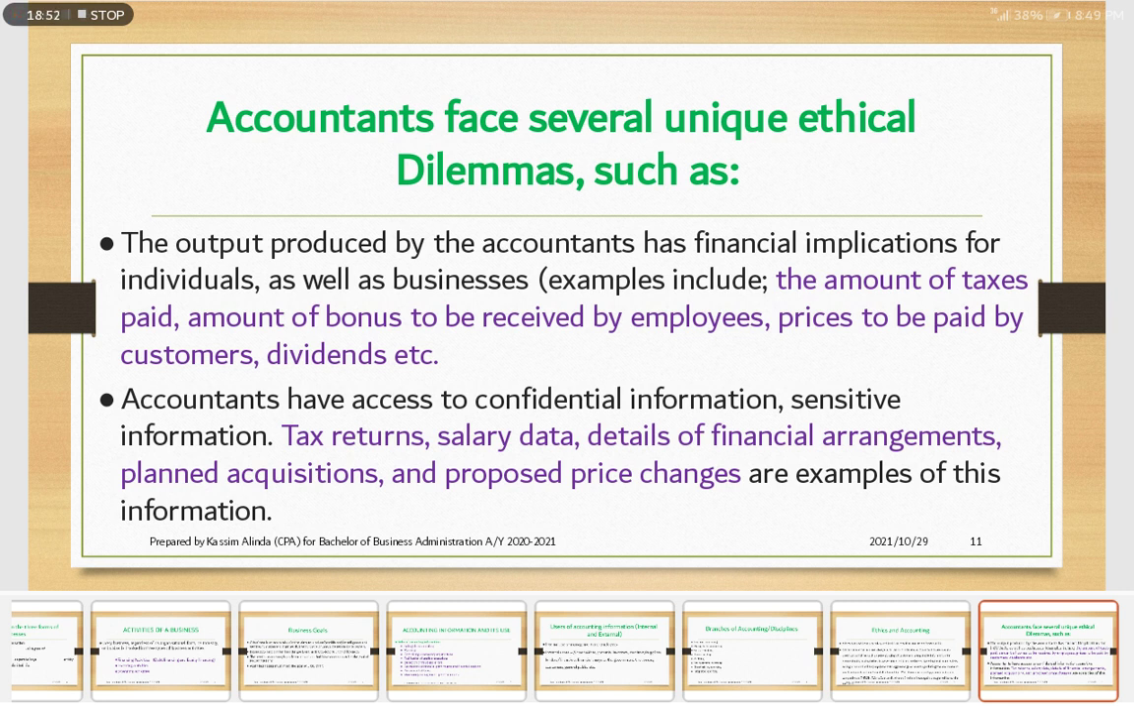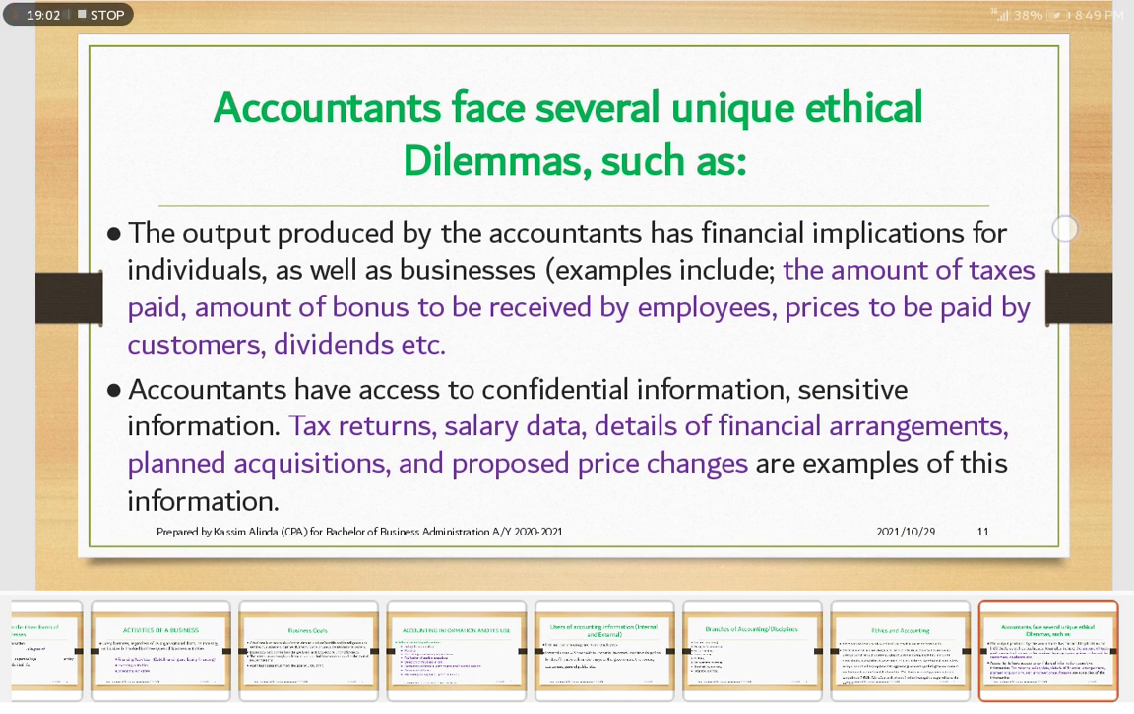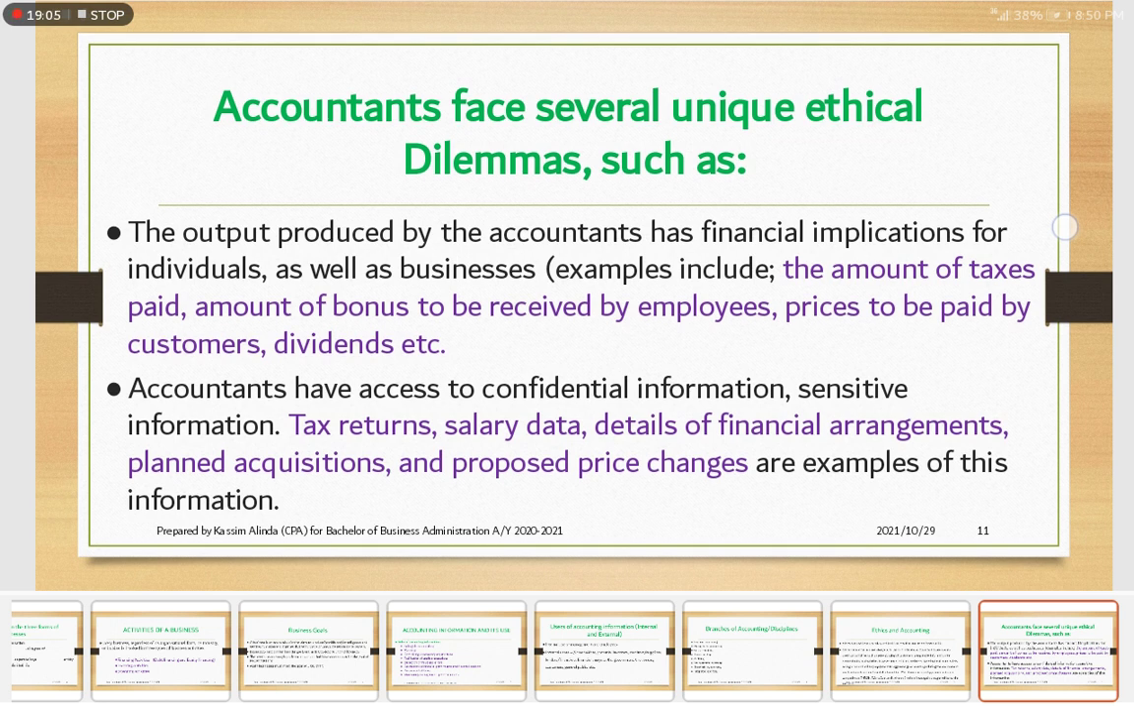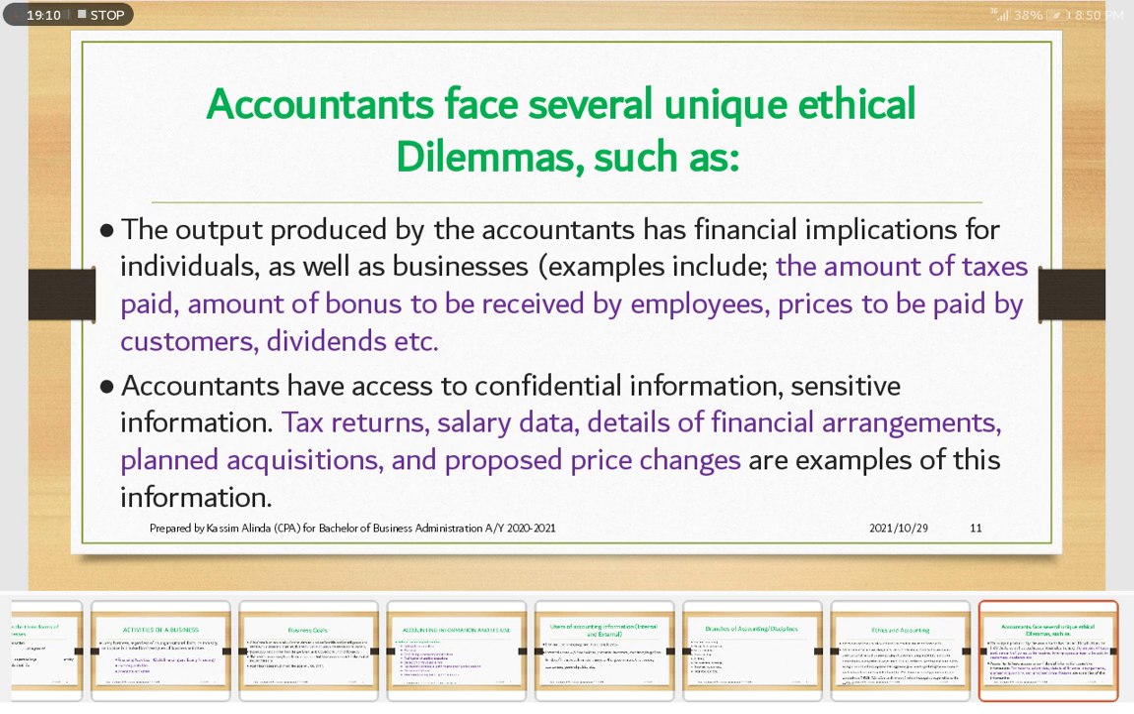So you as an accountant, what are you expected to do? If you have this kind of information, you are not supposed to disclose it. Accountants are expected to be confidential. So confidentiality is one of the tenets, one of the items we consider as accountants. We are not supposed to disclose information with regard to tax returns, salary data, details of the financial arrangements and planned acquisitions and so on and so forth. We are not supposed to provide this information.